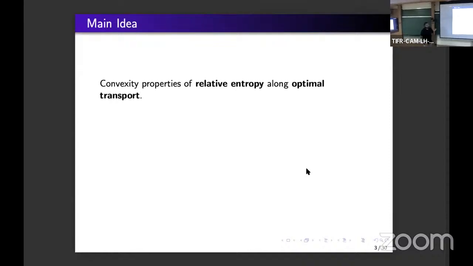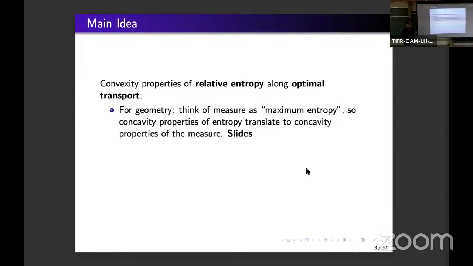And these two things are corollaries. And the main idea behind both of these things is convexity properties of relative entropy along optimal transport. So this will be the unifying thing. And so for geometry, that is the Gaussian, Brunn Minkowski inequalities and things like this, I would like to think of the measure, like the Gaussian measure, as some kind of maximum entropy. So if I prove some concavity property of entropy, it translates into concavity properties of the measure. This is the underlying idea for the geometry part.